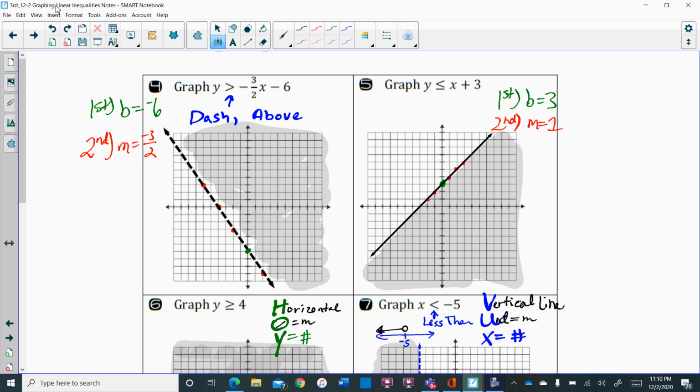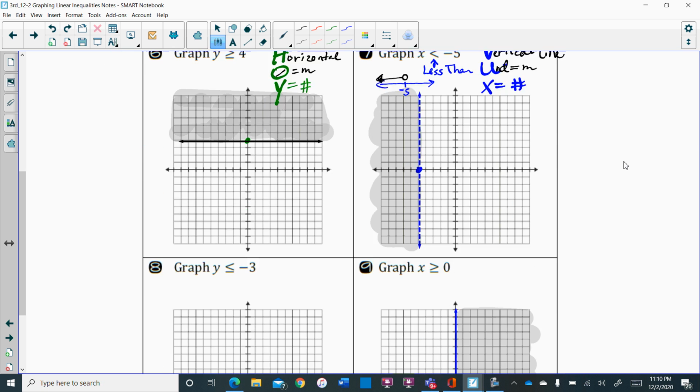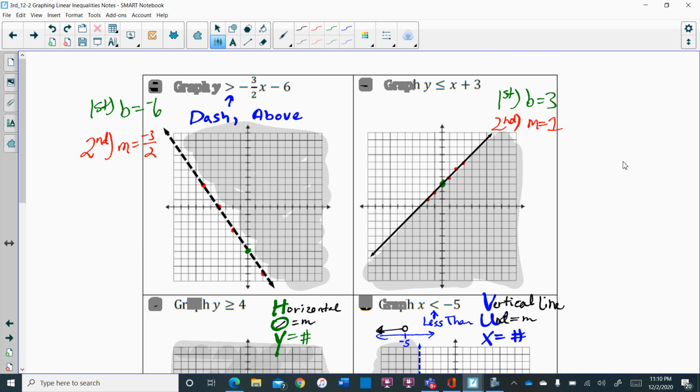All right, before I go into some help with the worksheet that is due today, I do want you to check your answers from the graphs that we did yesterday. You were responsible for numbers 4 through 9. And we've got to pay attention to your line, make sure it's at the right point and in the right direction, whether it's dashed versus solid, and that your shading is correct.